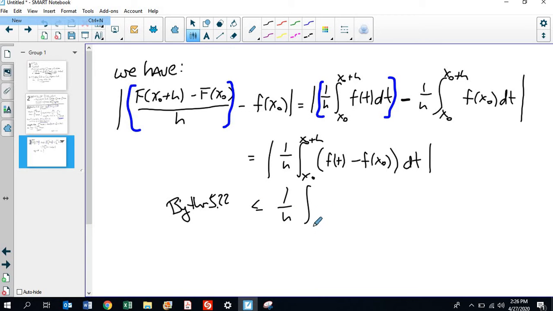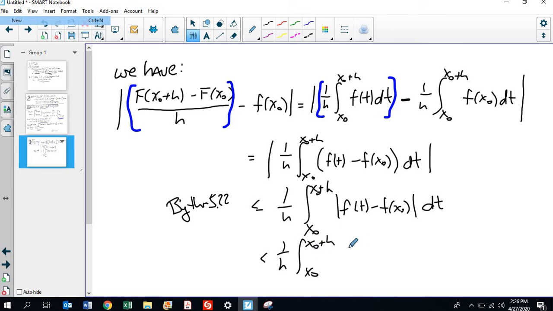1 over h, the integral. H is positive, remember h is positive. We get the absolute value of f of t minus f of x0 dt, but this is less than epsilon if, right, t minus x0 is less than delta, and we can make h small enough to make that happen, since h is going to 0.